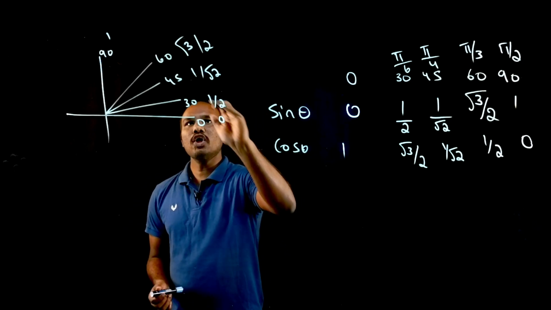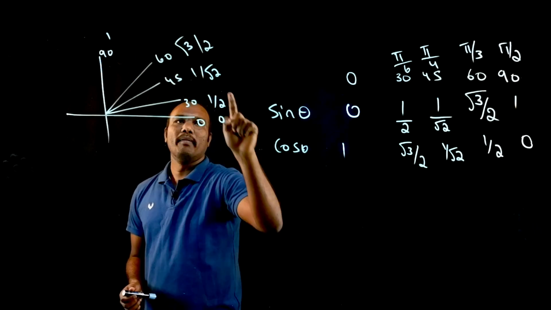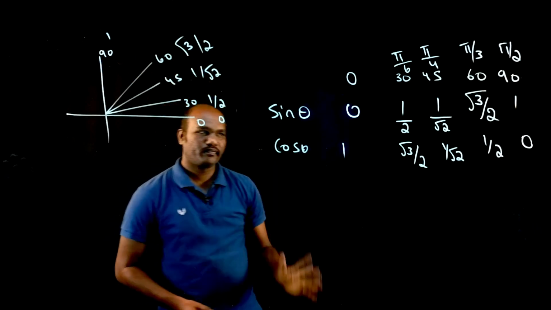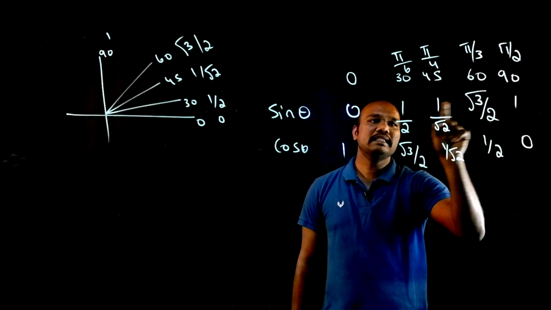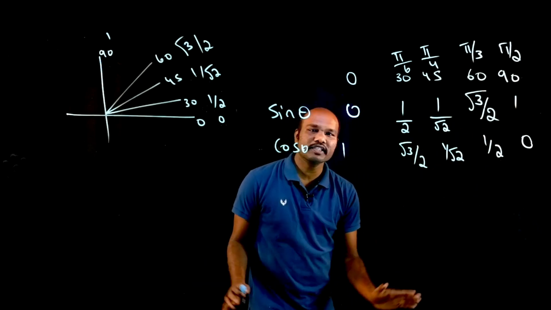What is that? 0, 1, 1, 1, 3, by 2, by root 2, root 3 by 2. For cos it is reversed. This much you should remember.